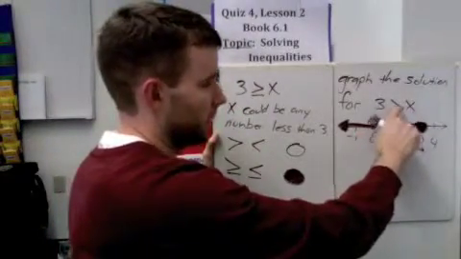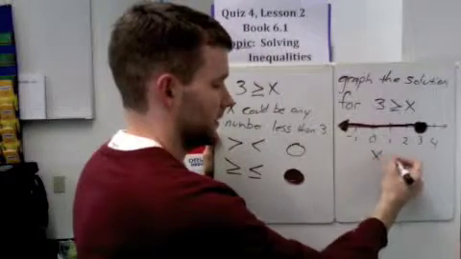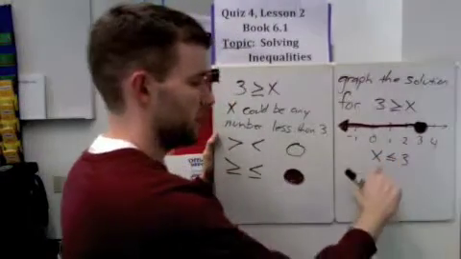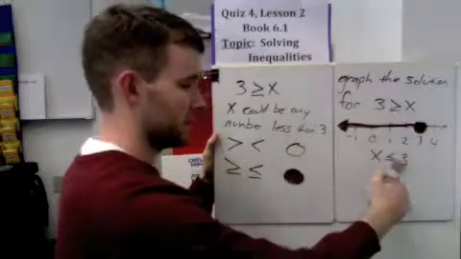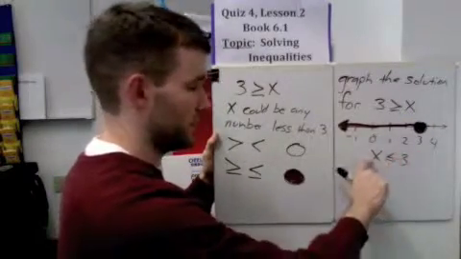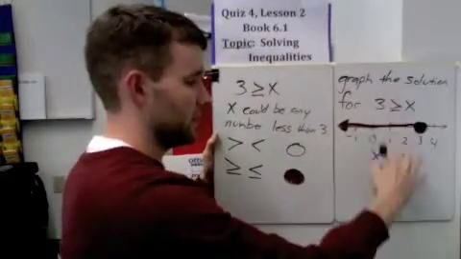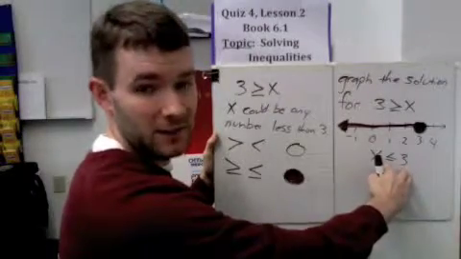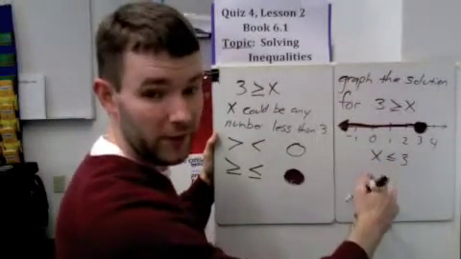Now, if I rewrote this, x is less than or equal to 3, this means the same thing as this, because look, I flipped the alligator symbol, and so it's still on the small end of it. These two ways of writing that same inequality are equivalent methods.